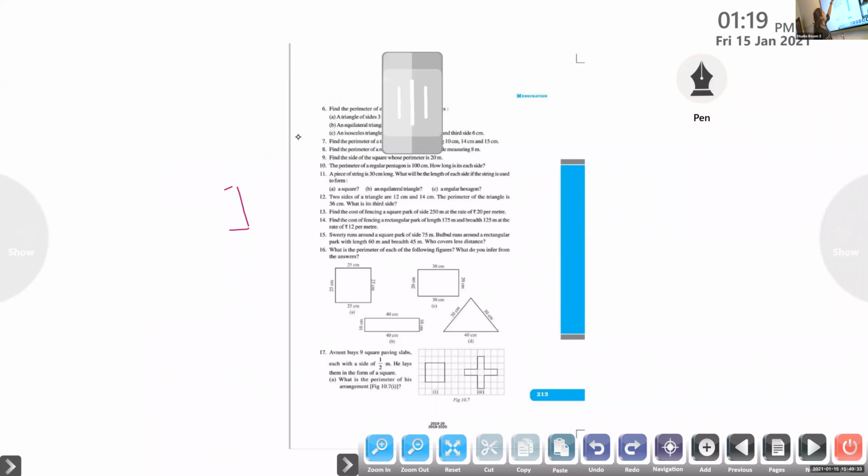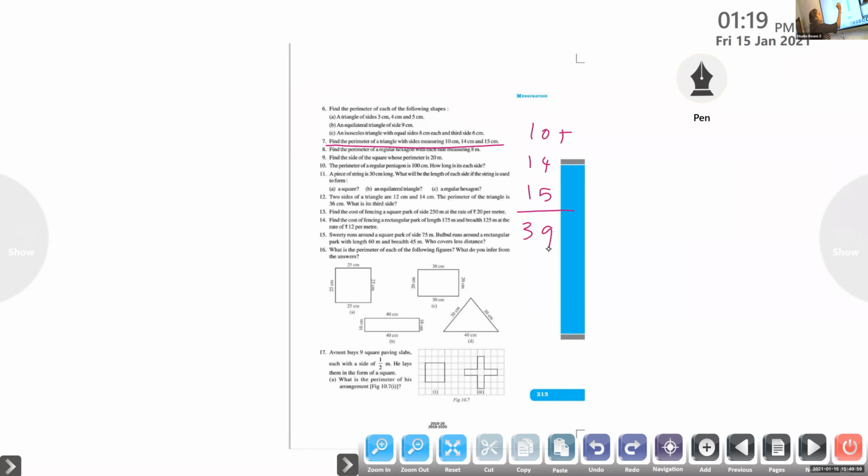Now, the 7th question. Find the perimeter of a triangle. What is the perimeter? Right now you will find the answer yourself. 10 plus 14 plus 15. The answer is 39. Okay. So that was 6 and 7. Now look at the 8th question.